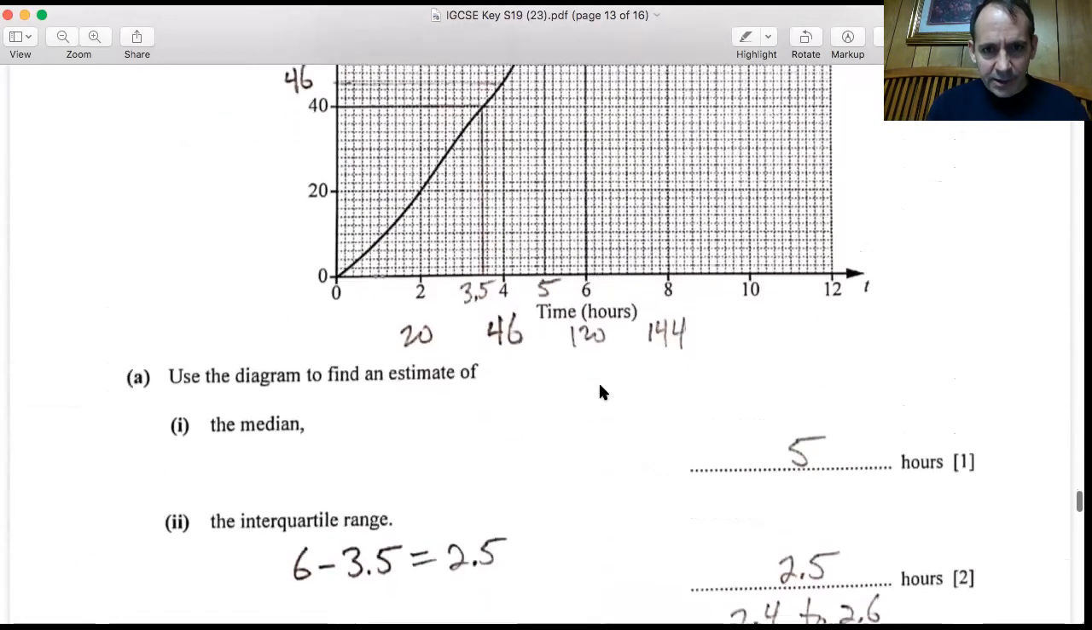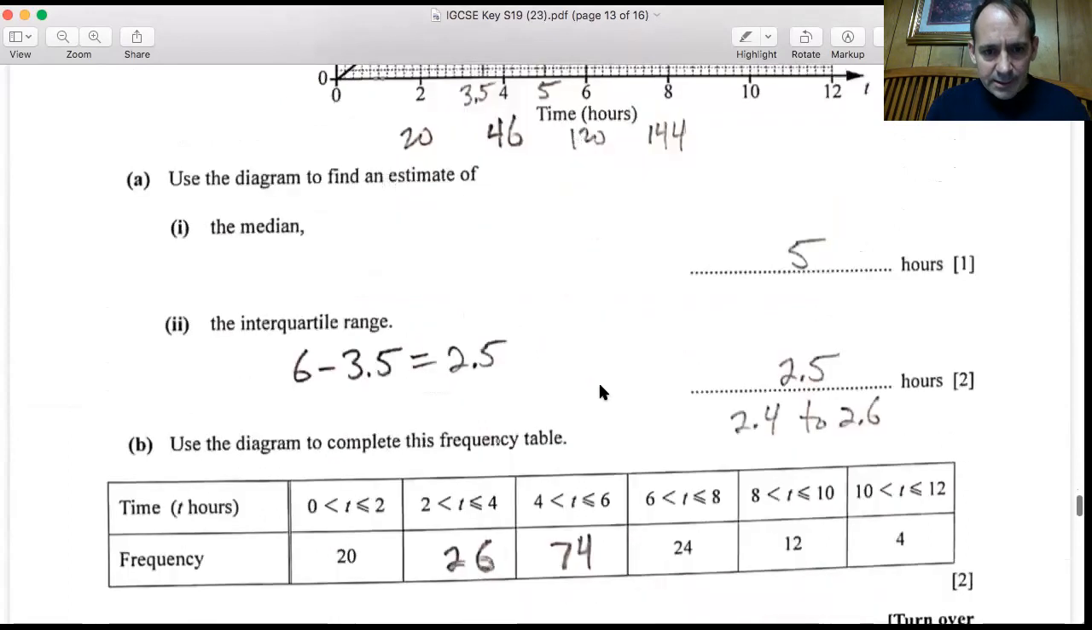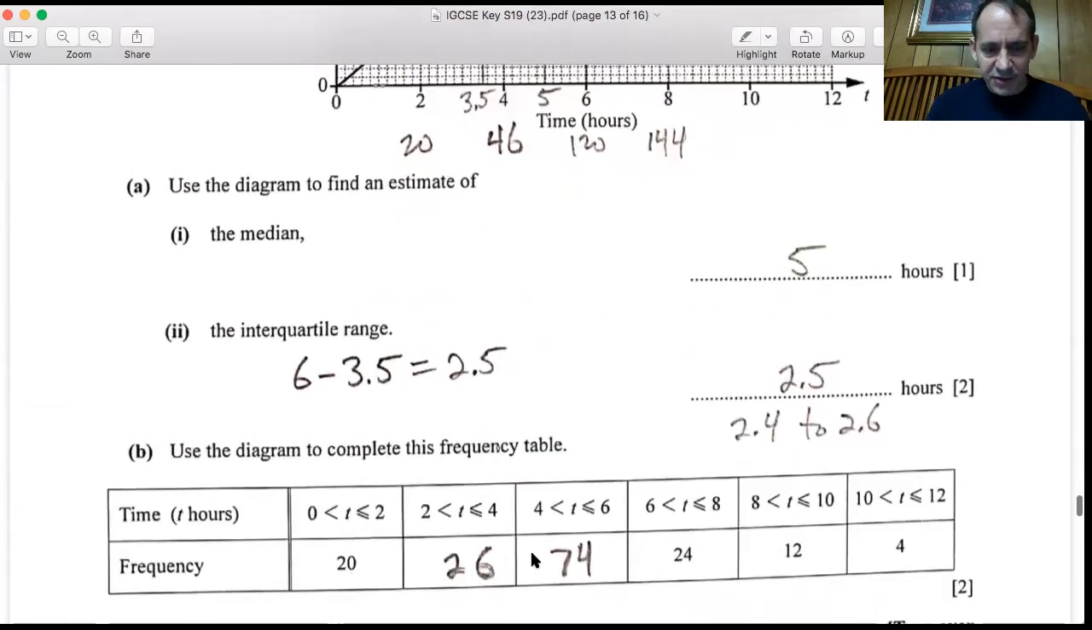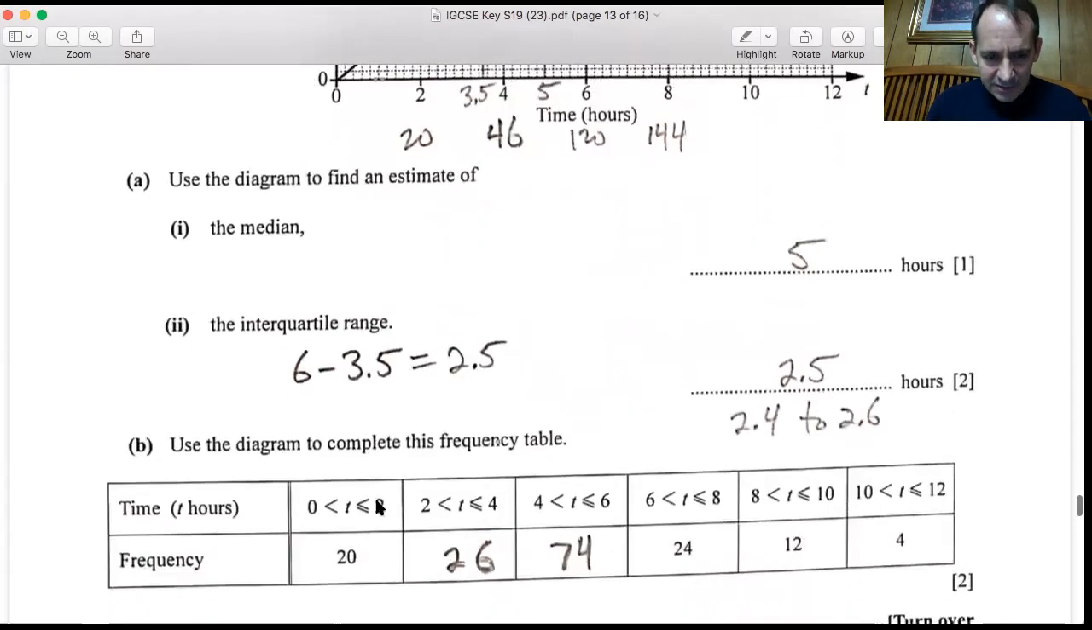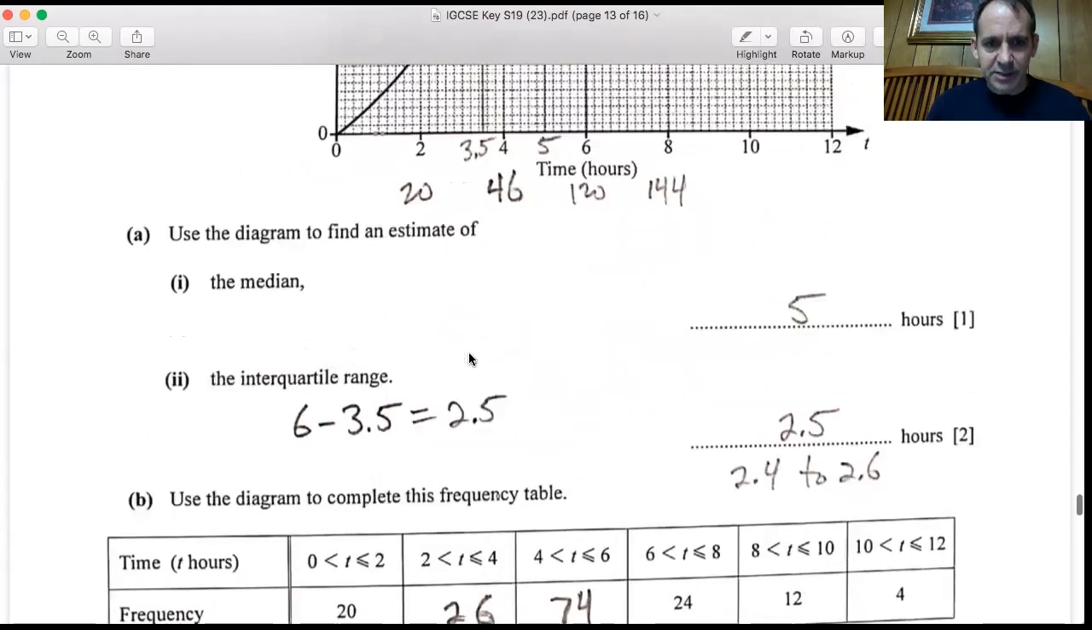So here, they want you to finish this frequency chart. This is cumulative frequency. So notice at the end of 2, it's already given to be 20.